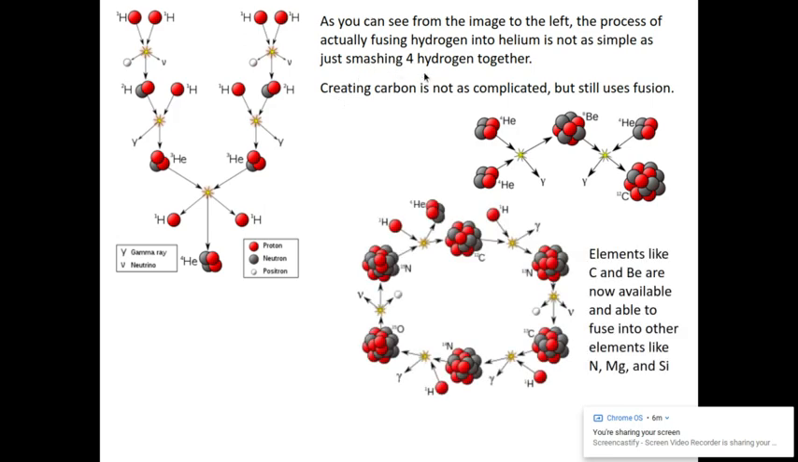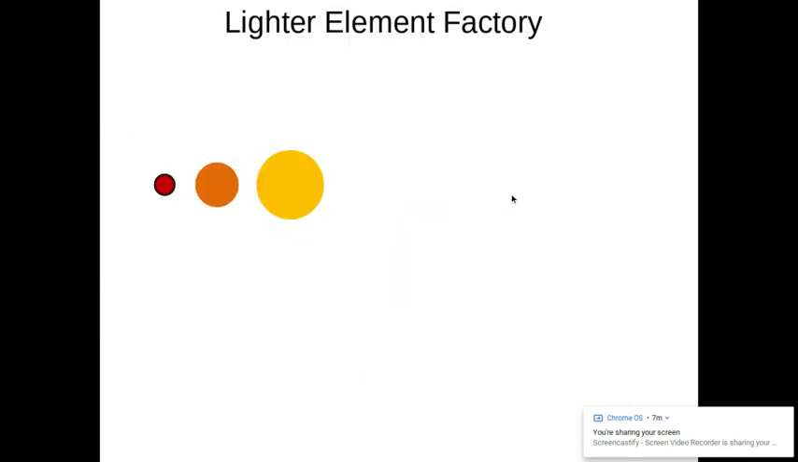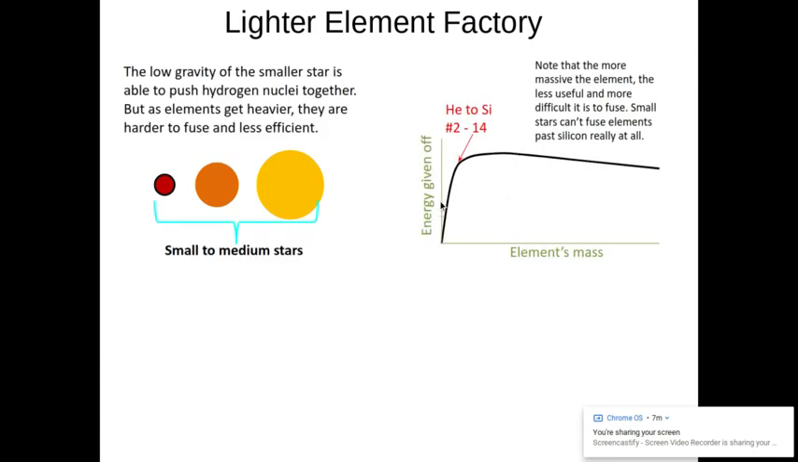So after the hydrogen is used up, you get helium left over, and those helium start fusing together to give you beryllium. And then elements like carbon and beryllium are now available to fuse into elements like nitrogen, magnesium, and silicon. So there's this whole fusion process going on inside a star. We've already done these reactions before, last week or a couple weeks ago. They're fusing together to make heavier elements. Sometimes just energy is given off. This is all done inside of a star. So the lighter elements are formed, giving off energy.